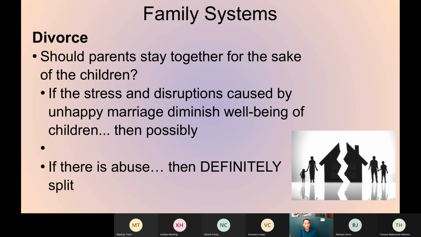So if there's abuse in that kind of situation, then highly likely you should be getting a divorce. So again, it's very context dependent. If the parents can't stand each other and are fighting in front of the children all the time, causing a really unsafe place at home, that might be a reason to get a divorce, for example.